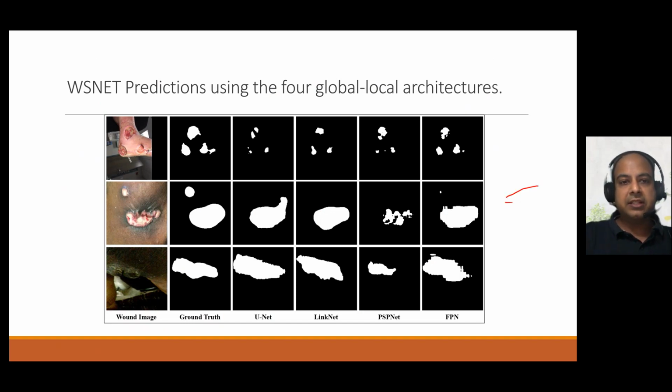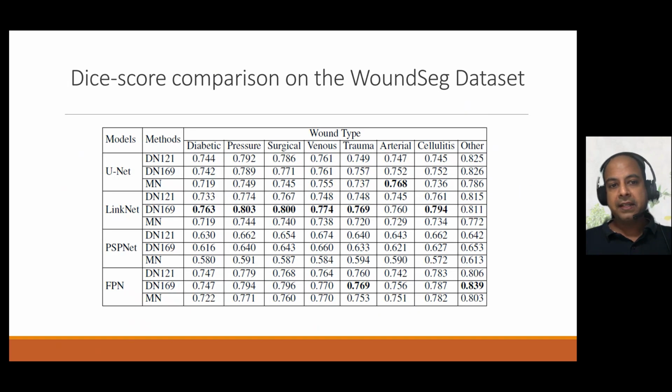Here are some predictions. As you observe, this is the ground truth. Our best models obtain very similar results compared to the ground truth. Here are the DICE scores. And again, we obtain very comparable DICE scores on WoundSeg.